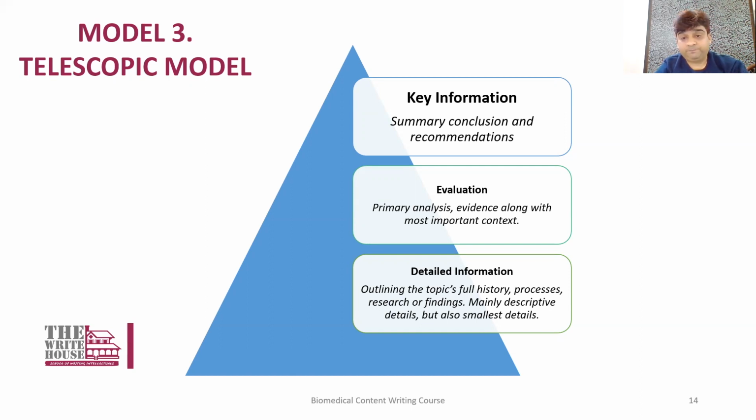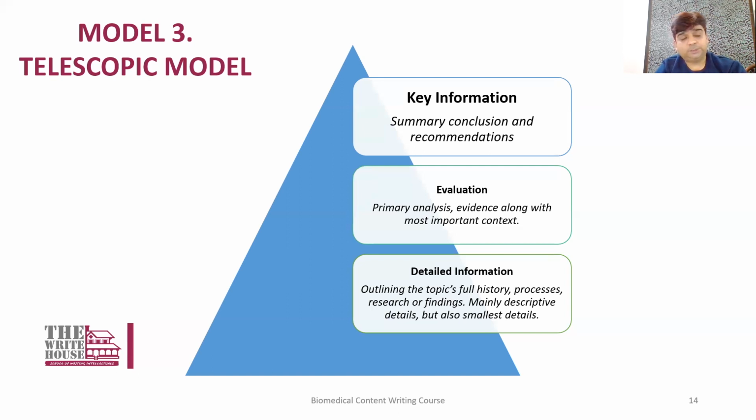of your newspaper story. And once you come down, then the further evaluation of primary analysis, evidence, along with the most important context, that comes into play. And once you go down and down in the newspaper story, you will find detailed information, which outlines the topic's full history, process, research, findings, mainly descriptive details, very small details, which are of very little relevance to the entire story. So even if you read the first paragraph of the news story, you'll find the entire story understood by just reading the few sentences. That's the beauty of the telescopic model.